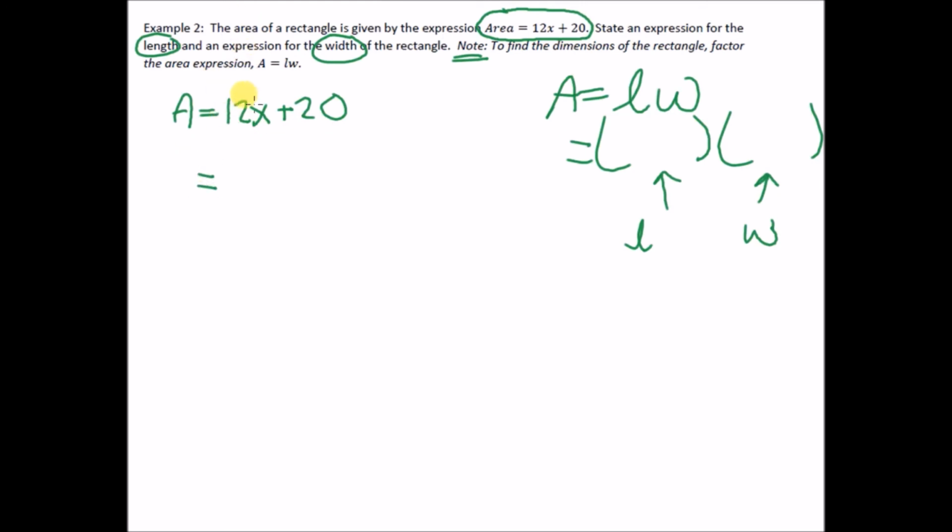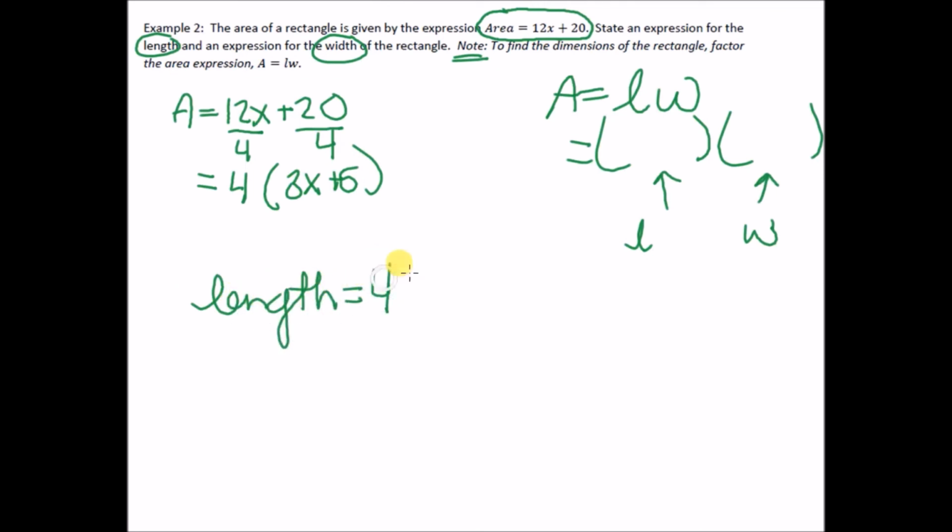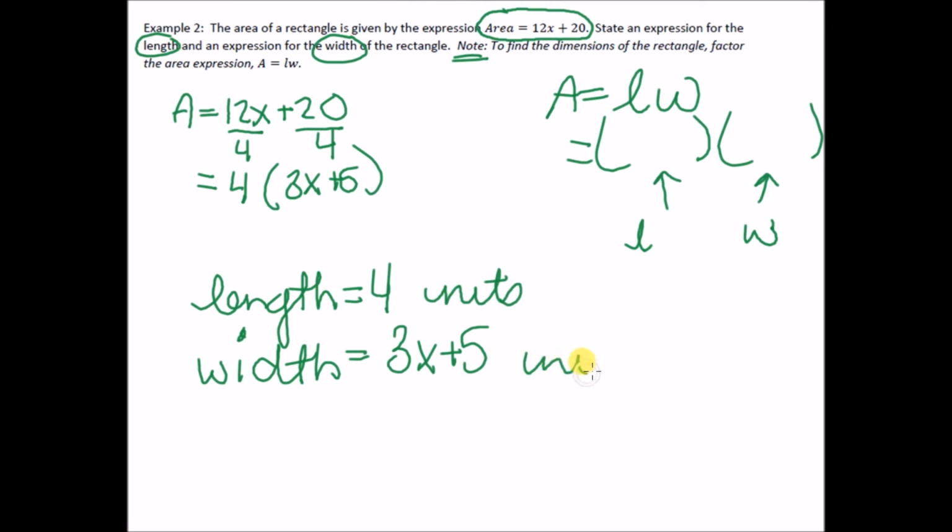So this one's quite easy, 12x plus 20. We can divide both sides by, I think 4, yeah. Okay, so what are we left with? Our greatest common factor is 4. We're left with 3x plus 5. So the length is actually 4, and there's no x in that, so it's not an expression. The length is fixed at 4. And the width is going to depend on x, and it's going to be 3x plus 5. And we can call this units, if meters or centimeters is not given to us.